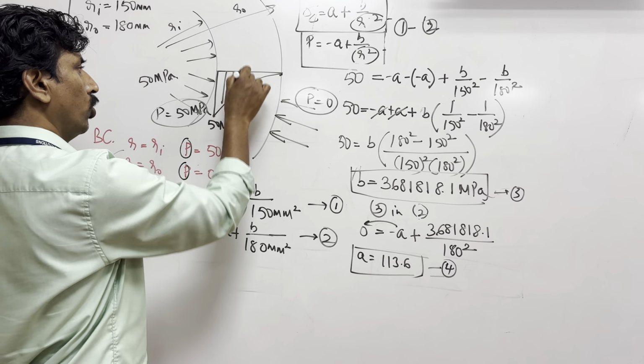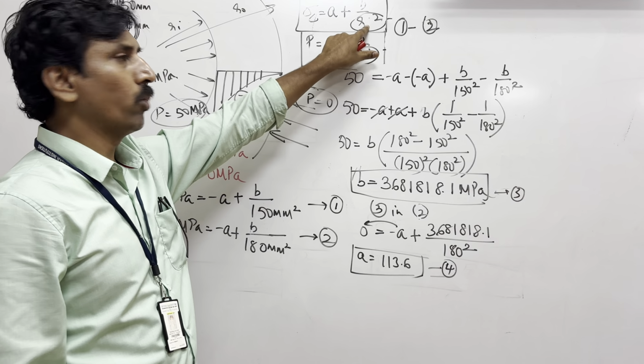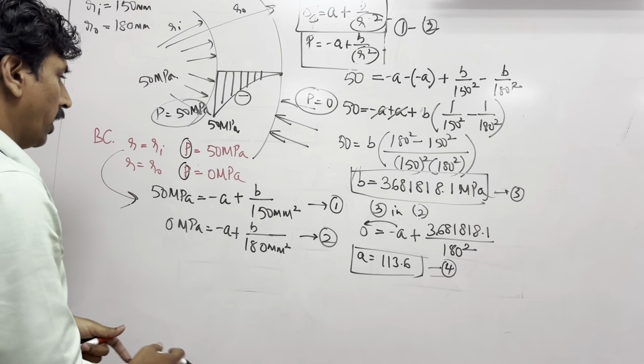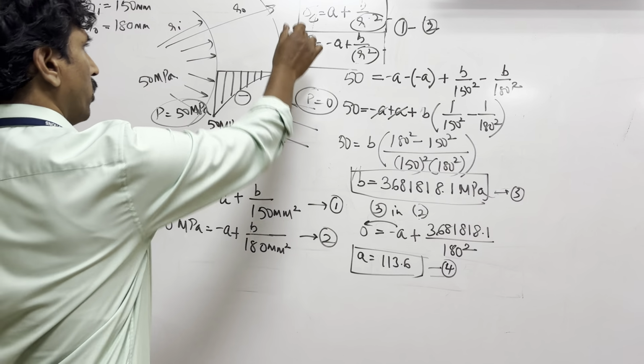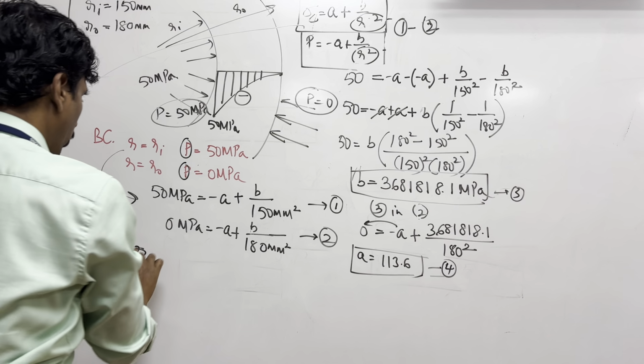Is it compressive or tensile? It's compressive, so it is minus. Okay. And now we should find the tensile stress, which is sigma here. So A and B values are known. R you can substitute as 180 or 150. So you can start doing it. So let us use this value here.